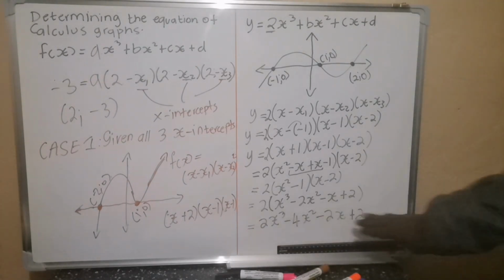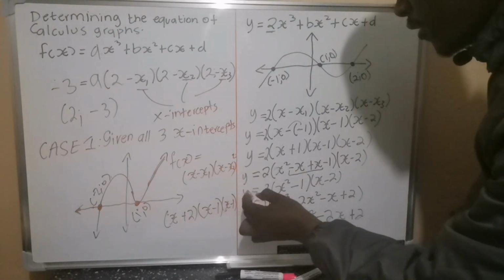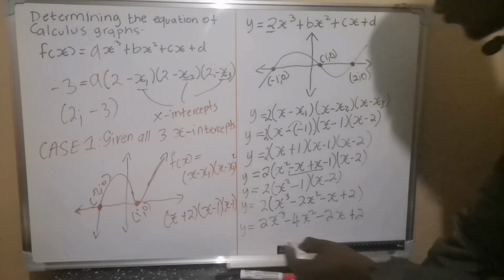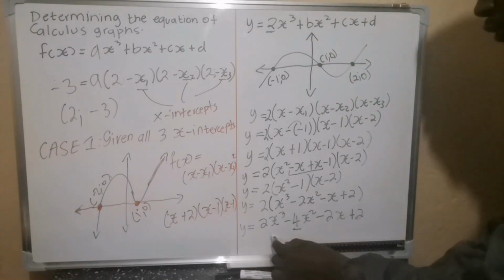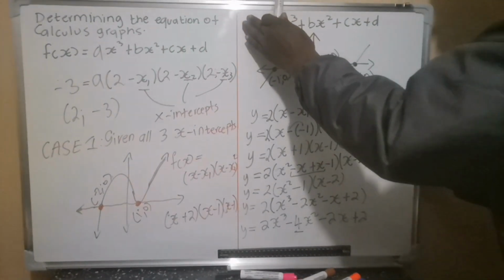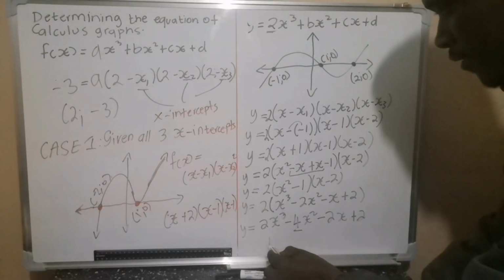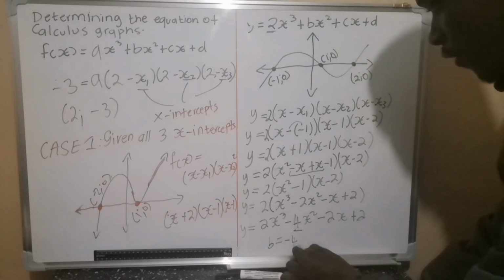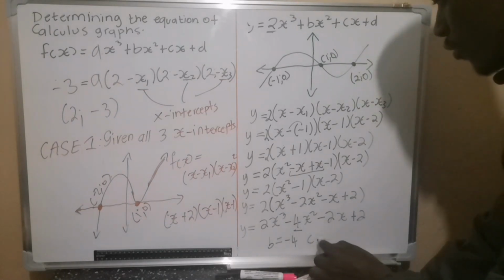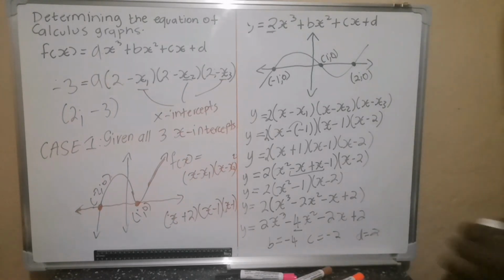Then from this equation, you must point out the value of b, the value of c, and the value of d. So the value of b is negative 4. Therefore, you conclude that b is equal to negative 4, c is equal to negative 2, and d is equal to positive 2. That's how you conclude. Then you are done.